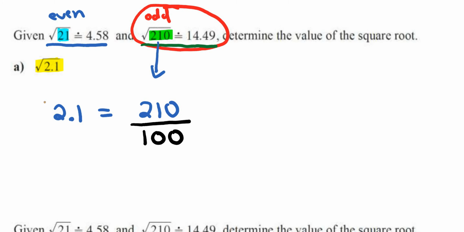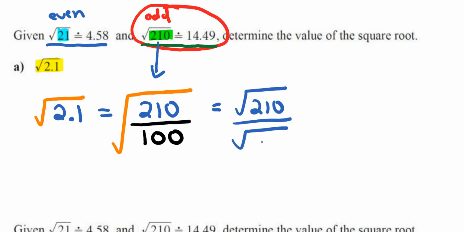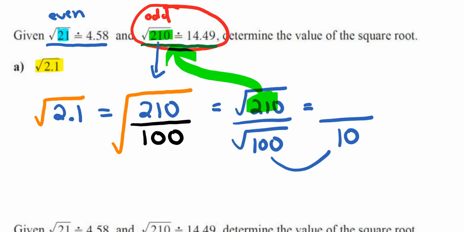Then our question is, I want to find the square root of 2.1. You can take the square root of that entire piece, and this breaks down into the square root of 210 divided by the square root of 100. The square root of 100 is not too hard to figure out. That's 10. And now we can use this approximation, 14.49. When you're dividing by 10, you just move the decimal spot 1 over, so it'll be 1.449. And that's your final answer for 4A.